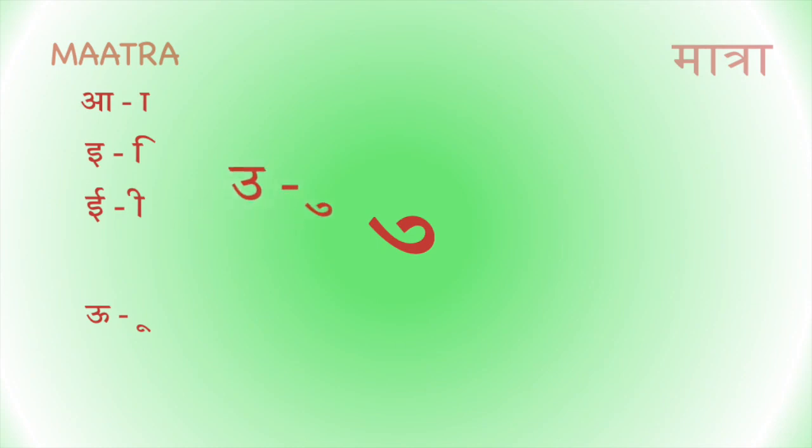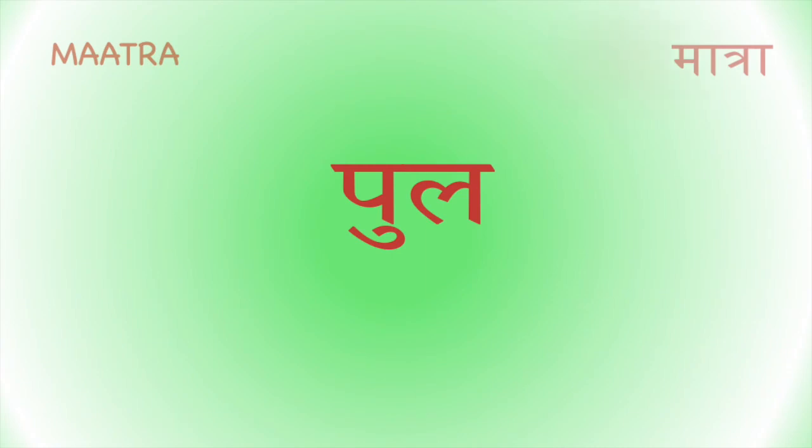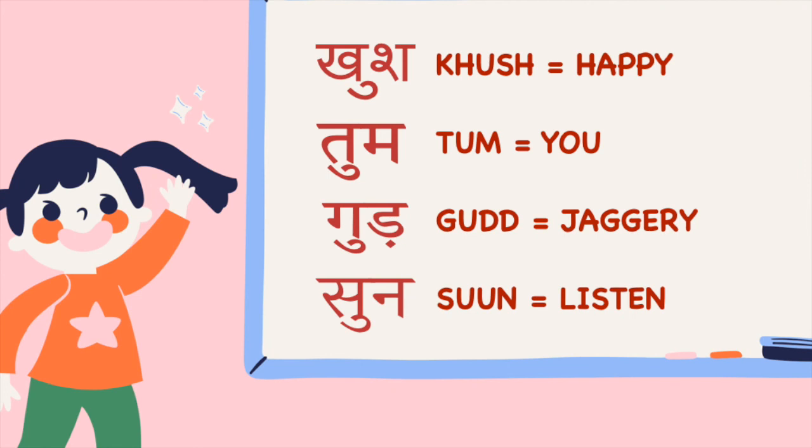When I say choti, it means it makes a short sound. Pull. Remember, this is the short sound. Pull. Now let's look at some more words that have this matra. Khush. Tum. Good. Sun.